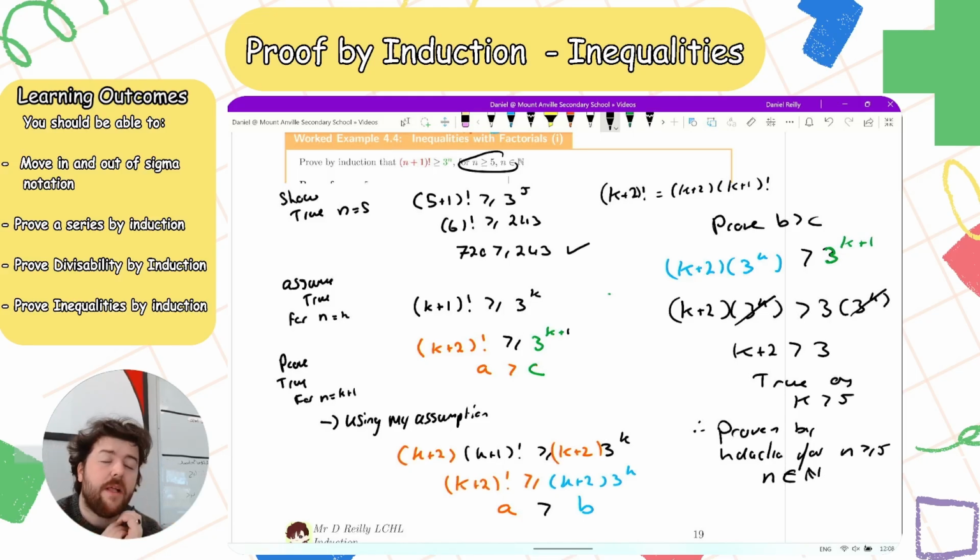So make sure to put your whole spiel there of proven true for n equals 1, assumed true for n equals k, thus proven true for n equals k plus 1, proven by induction for n is greater than 5, n is an element of natural numbers.